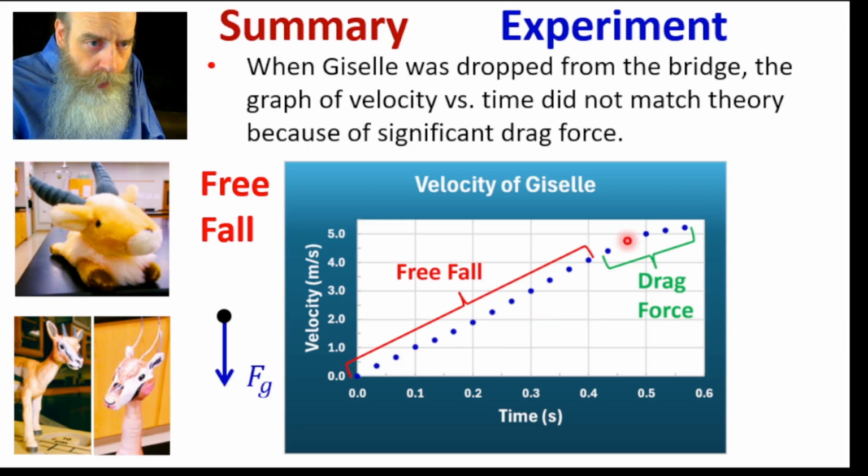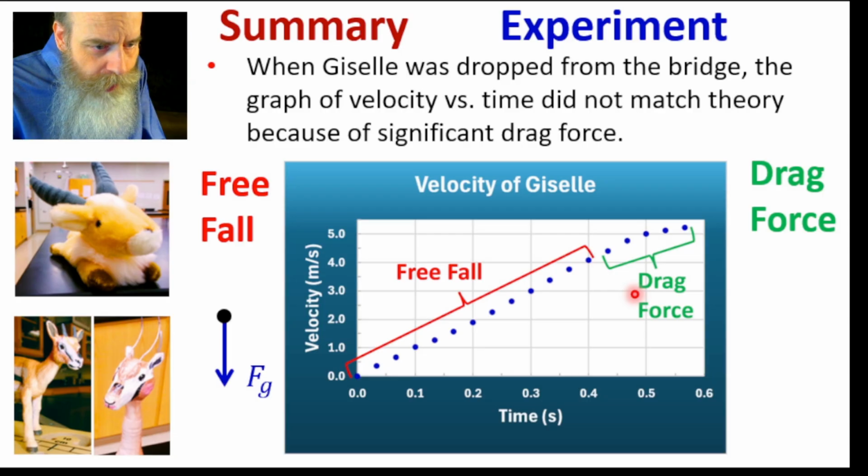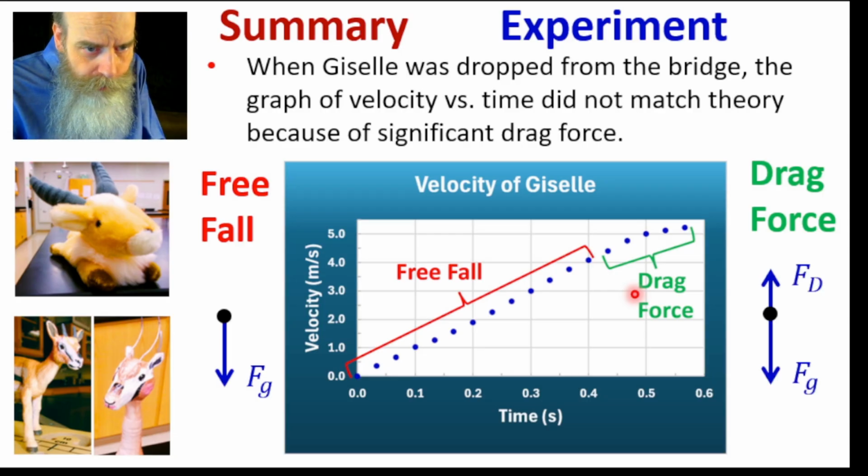But then the slope of the graph starts to change, and the velocity seems to be leveling out to a constant value. This is the drag force region. As the velocity increased, the drag force increased, and eventually it was no longer negligible. So now we had to include the drag force also acting on the object. So these two forces cause the net force to decrease, causing a decrease in the acceleration. And you can see the slope of the tangent is decreasing here. Eventually, the acceleration will become 0, and the object will move at its terminal velocity.